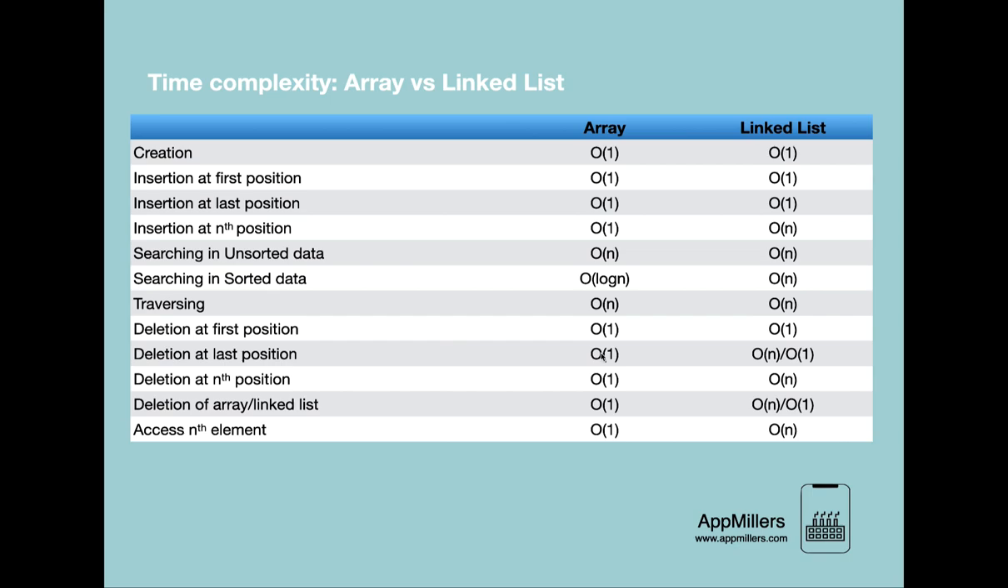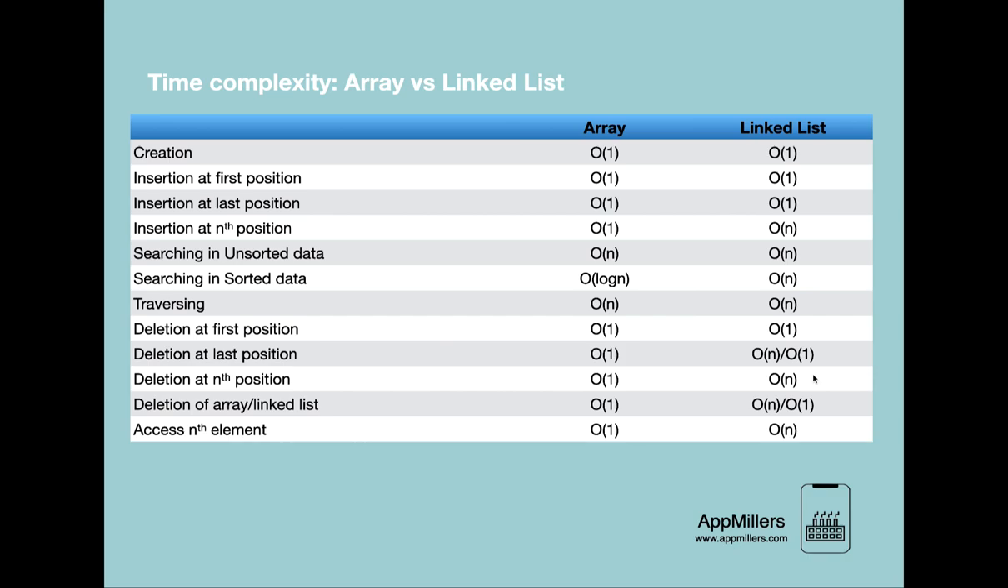Now the next operation is deletion of an nth element. Again here, in case of array, it's a constant time operation, because we can just directly access an element and delete it based on its index. But in case of linked list, it's O(n), because here we need to traverse through the linked list until we reach the nth element and delete the element from there. So it takes O(n) time complexity.